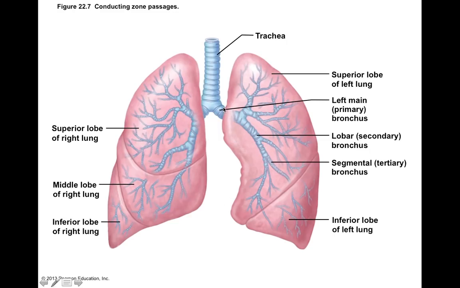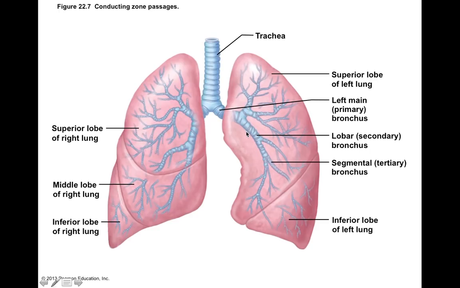How about on this side, you guys? Which structure is this one? Is this a main or secondary bronchus? Main bronchus, also called primary. How about when it branches, like let's say up here? Secondary, aka lobar, because it goes to the entire lobe here.